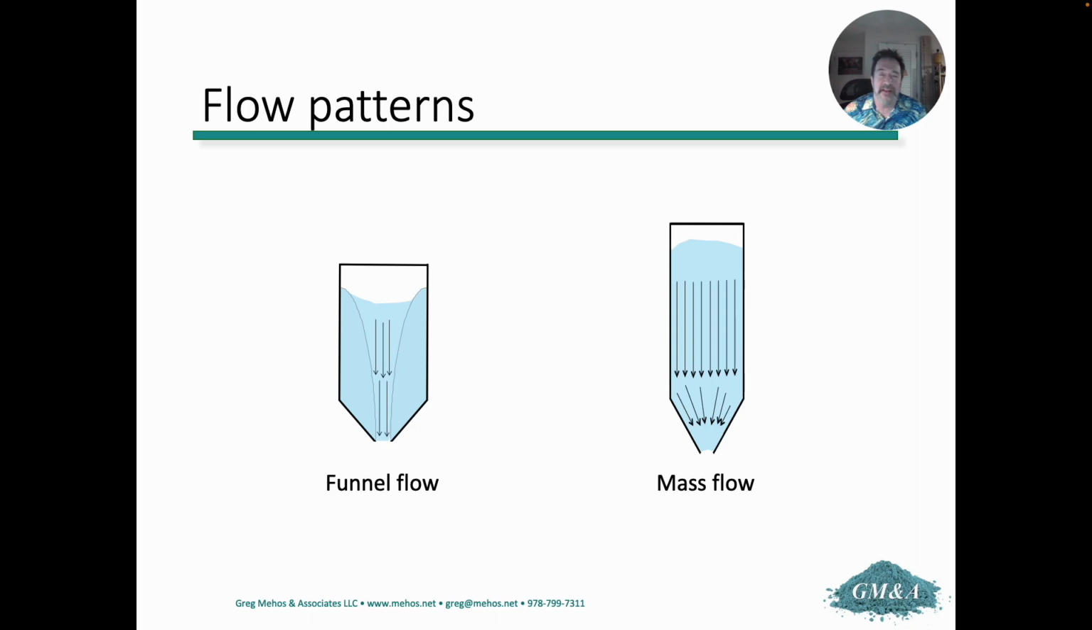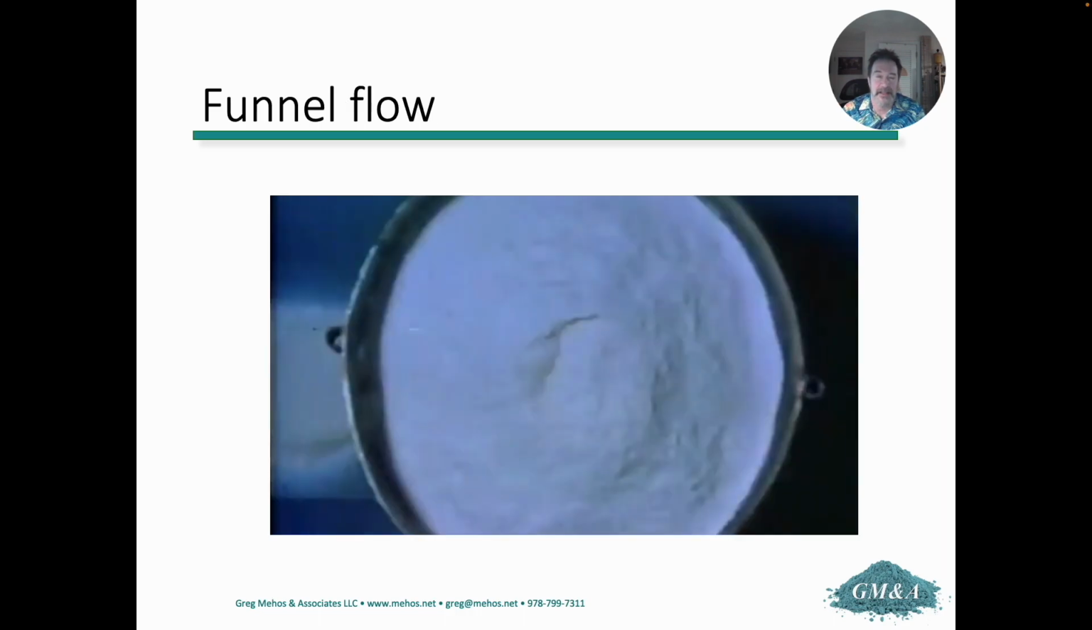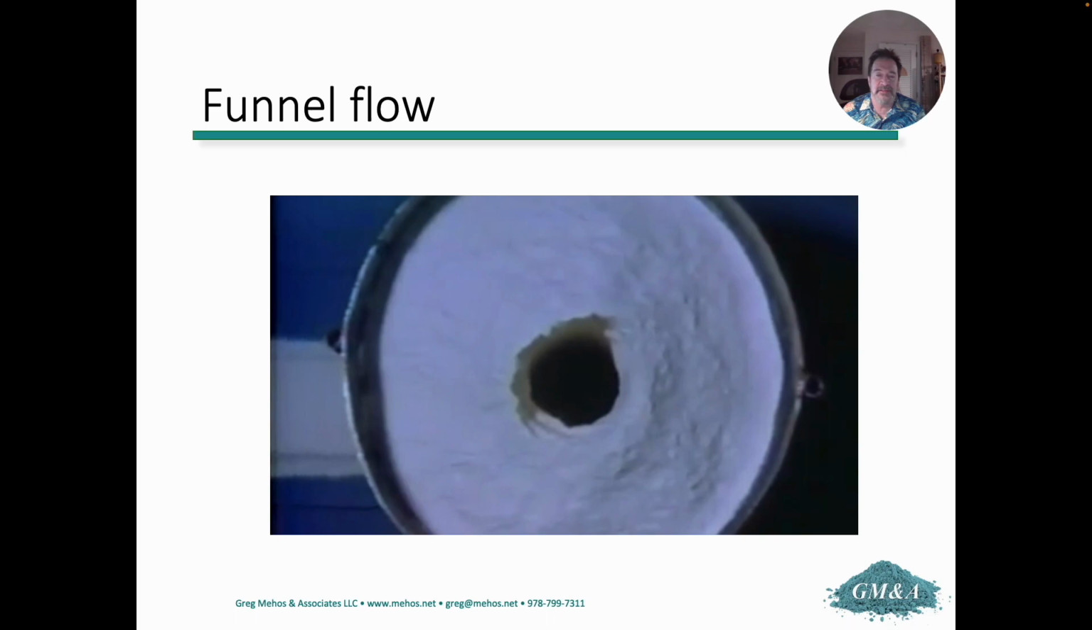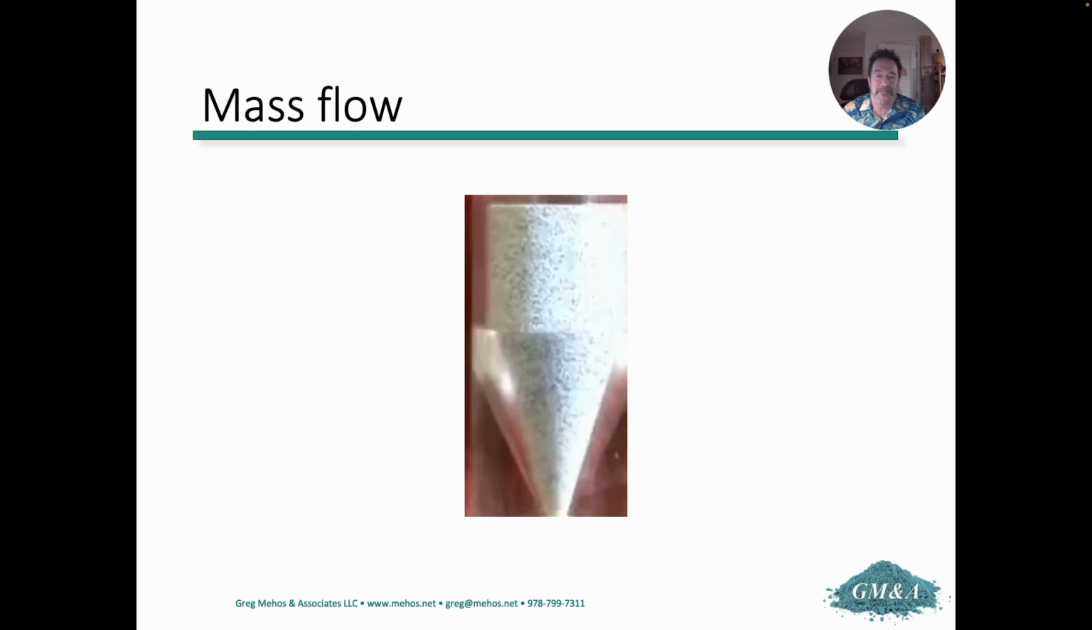So whether or not you have a flow problem often depends on what type of flow pattern you have inside your bin or hopper. And there are two types of flow patterns: funnel flow and mass flow. Funnel flow occurs when the hopper walls aren't steep enough or low enough in friction, so you don't get flow on the walls. And if the material is cohesive, you can get a very large rat hole that occupies quite a bit of the bin but does not empty.